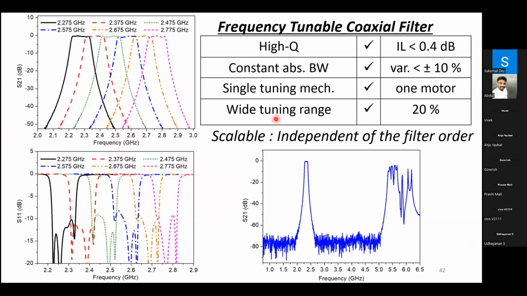Okay. So these are the measured responses, and this is the measured spurious response. The spurious response, as expected, will be better than 2f0 because we are using a lambda by 2 resonator post. So the important advantage here is that it uses a single tuning element to tune the filter response. And the bandwidth variation is within plus minus 10%, reasonably constant bandwidth over the tuning range. And there is a reasonably wide tuning range, around 20% in measurement. And if we improve it, we can achieve up to 30%.